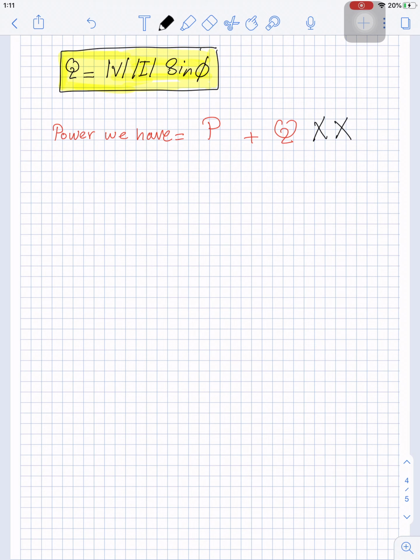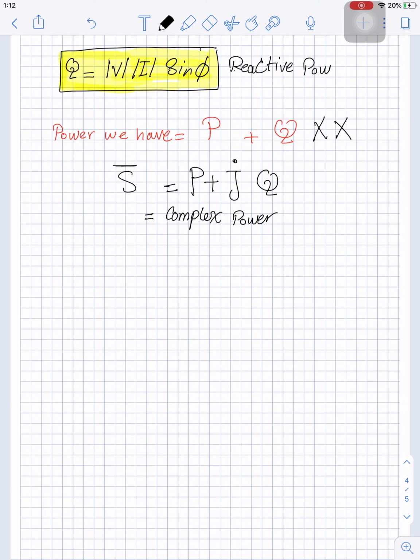And we know that the difference between sine and cos is 90 degrees. So to add P and Q, we need to add j, or we need to add 90 degrees. And when we add P plus jQ, we will get a power that we name S vector, and it is a vector because it's a wave, it has magnitude and angle, and we name this power the complex power, and we name Q the reactive power.